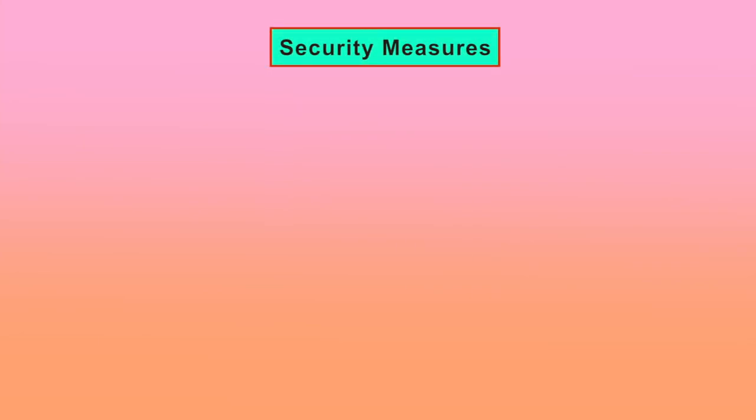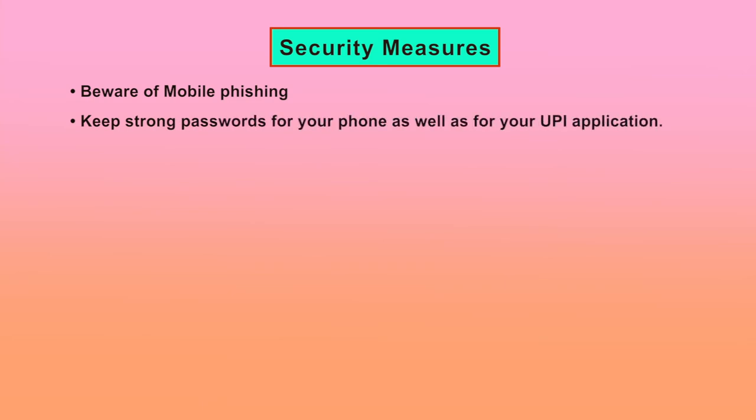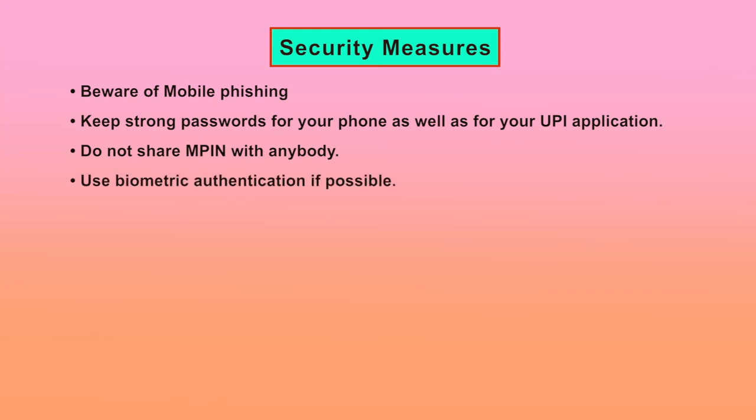Security measures. Beware of mobile phishing. Always download legitimate UPI applications from the bank's official website and be cautious before you download it from the App Store. Keep strong passwords for your phone as well as for your UPI application. Do not share MPIN with anybody, not even with the bank, and be suspicious of unknown callers claiming to be from your bank. Use biometric authentication if possible.